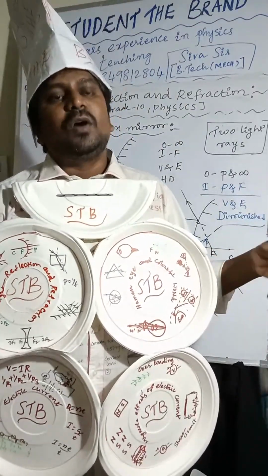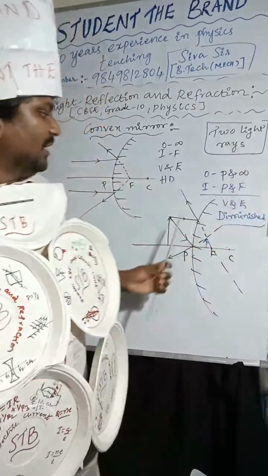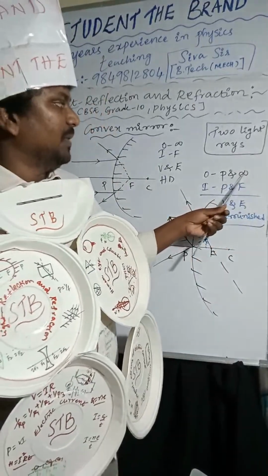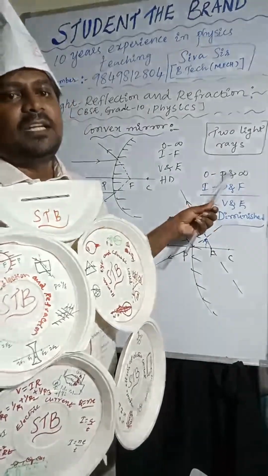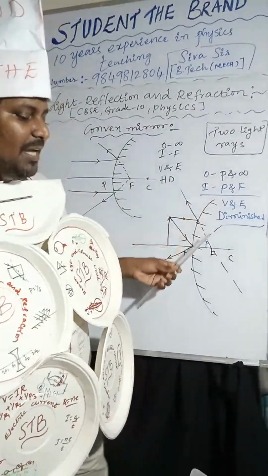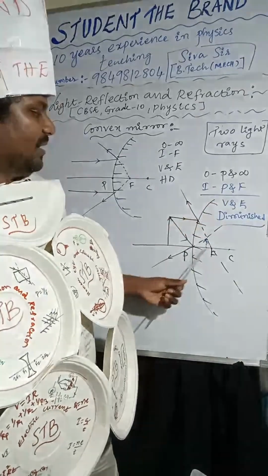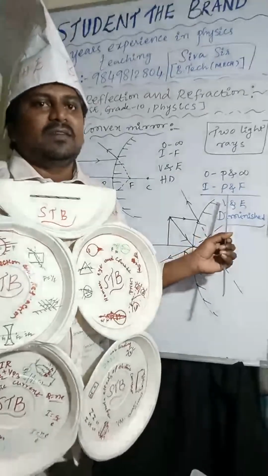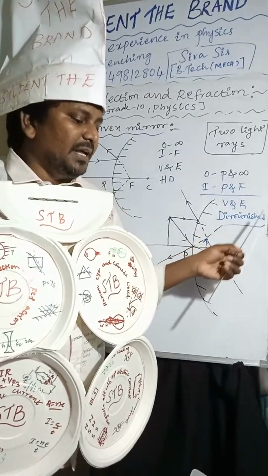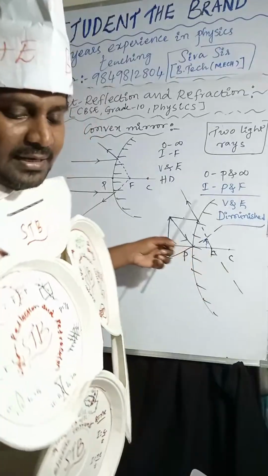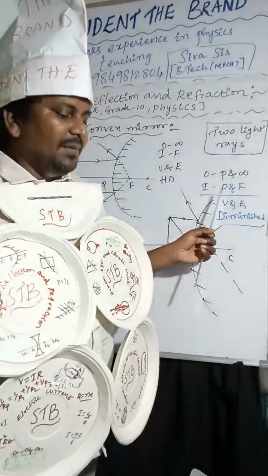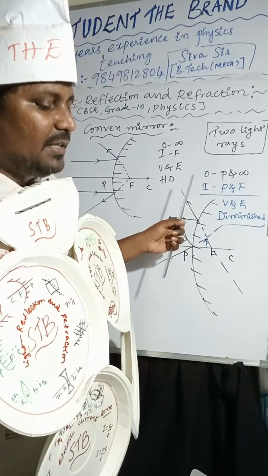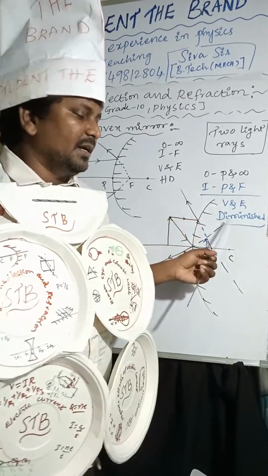In the second case, the object is placed between P and infinity. The image will form between P and F. What is the nature of the image? Virtual, erect and diminished. Compared to the object, the image size is decreased. That's why it is called virtual, erect and diminished.